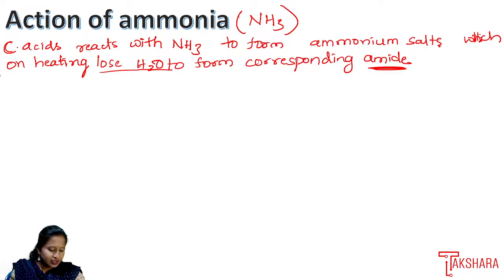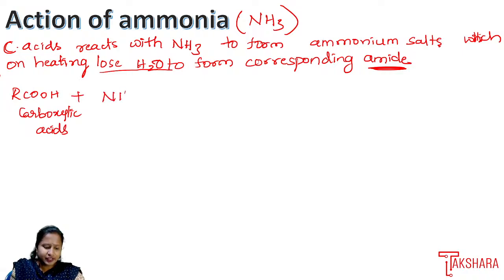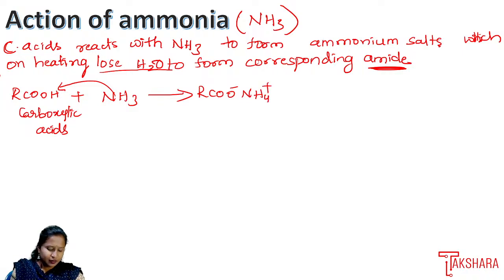Okay. Now let us consider one general equation, that is the carboxylic acid RCOOH. Carboxylic acids when treated with NH3, so namge ಏನು ಆಗುತ್ತೆ? This NH3 when combines, we will get RCOO minus NH4 plus. Okay, RCOO minus NH4 plus, we call it as ammonium salt.